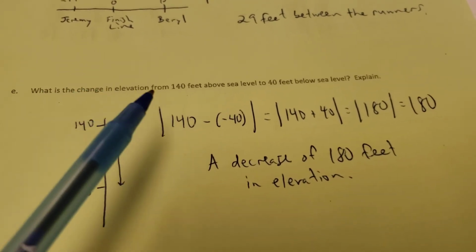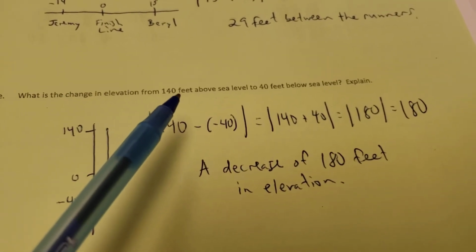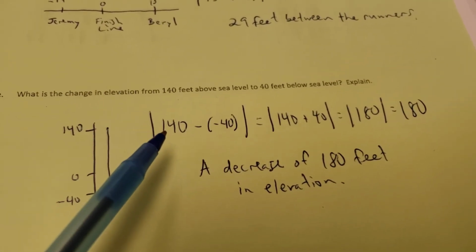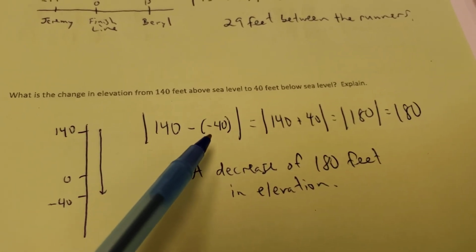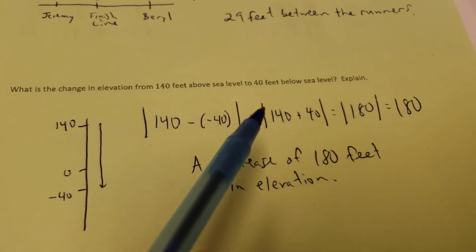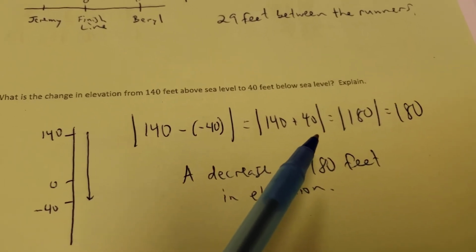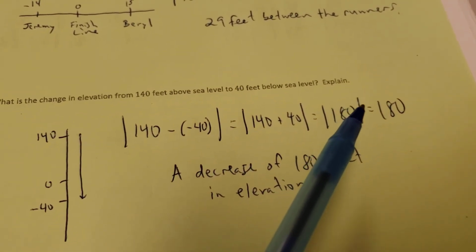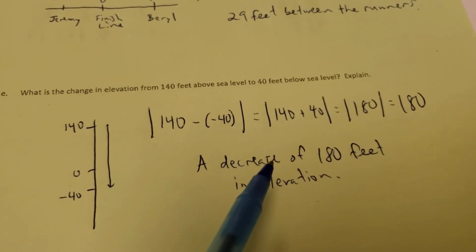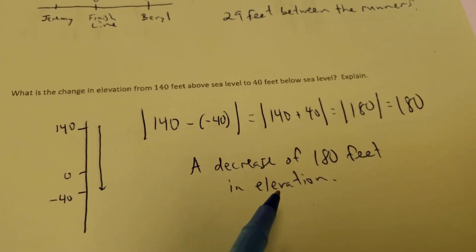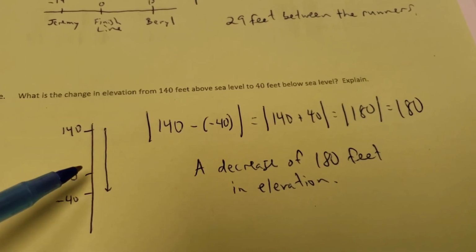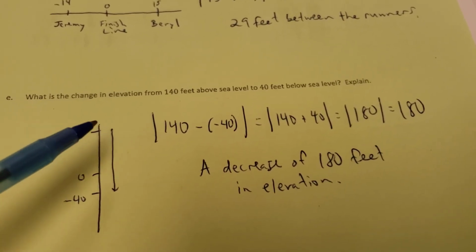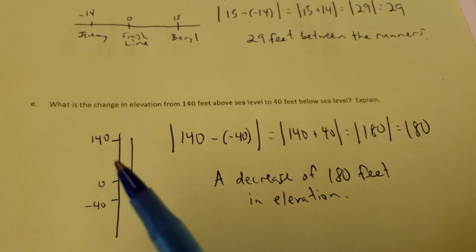What's the change in elevation from 140 feet above sea level to 40 feet below sea level? Well, subtract my numbers. 140 minus a -40. I turn that to adding the opposite. 140 plus 40, which is 180. The absolute value of 180 is just 180. Now, I could describe that as a decrease of 180 feet of elevation, because remember, I am up here. From here to here is 140 feet. From here to here is another 40 feet. So that's a grand total of 180 feet going down.